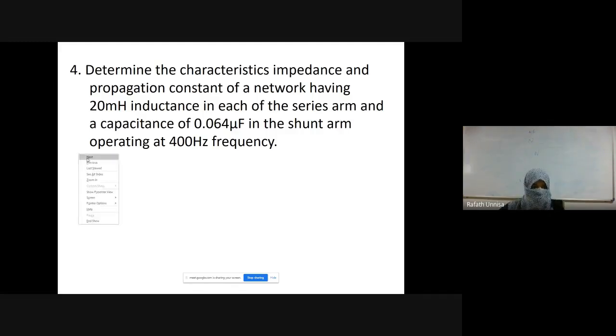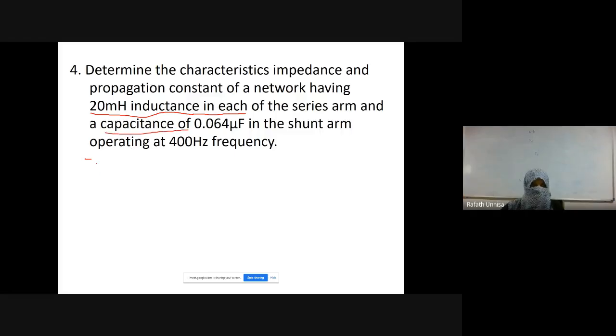So first step, as you all know, we are supposed to draw the circuit. Okay, so now we will proceed by drawing the circuit, and then we will list out the given data. In the question it is given that the network has 20 millihenry inductance. So we need not draw the rectangular box that we were drawing, and we can directly draw the inductor symbol. I have two inductors in the series arm and a capacitance in the shunt arm.